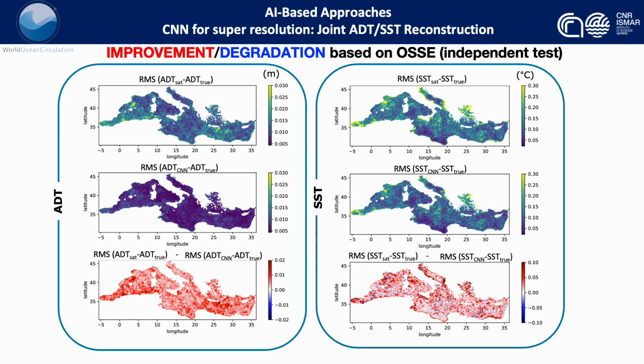Here you can compare at the same time the performances of the convolutional neural networks in reconstructing the ADT in the left column, as we discussed in the previous slide, but you can see at the same time also the capacity to reconstruct SST. Overall, we can recognize an improvement area that dominates our Mediterranean basin, although the basin is also populated by a few spots of degradation, as indicated by the blue areas.